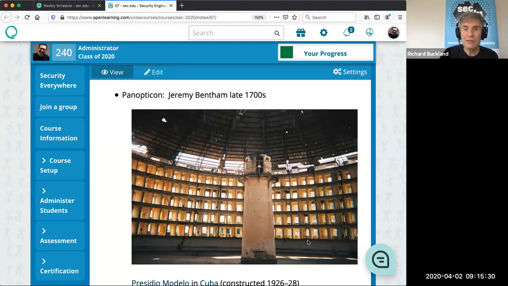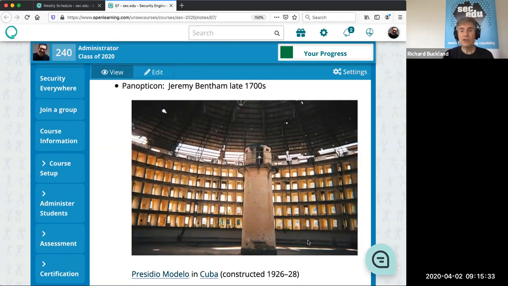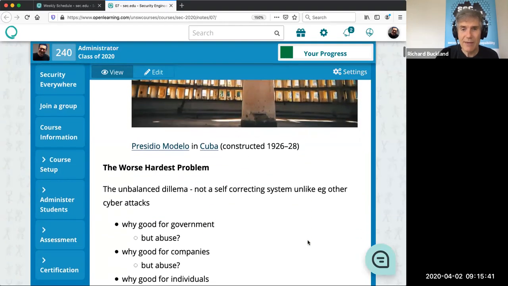Now, he never got one built in England, though he tried, but here's one they built in Cuba. It's ruined and in disrepair now, but it's quite beautiful, isn't it? You can see the idea quite clearly. Guard in the middle, looks all around. Reminds me of an old Edgar Allan Poe story, actually, but we don't have time to talk about that.